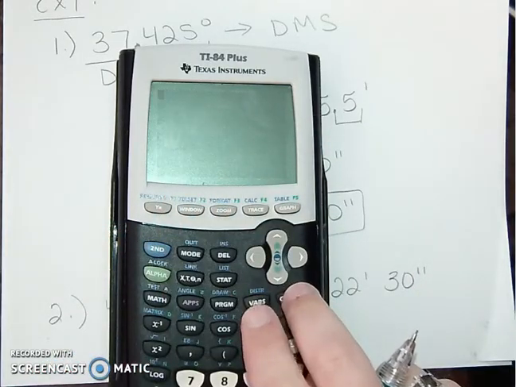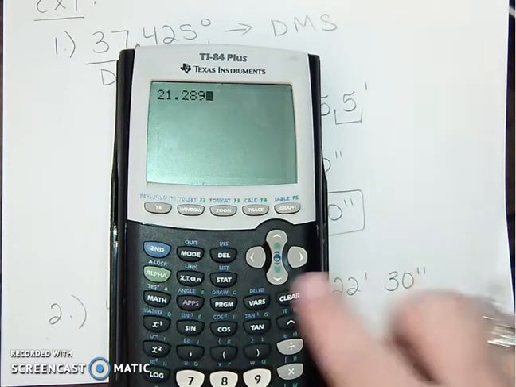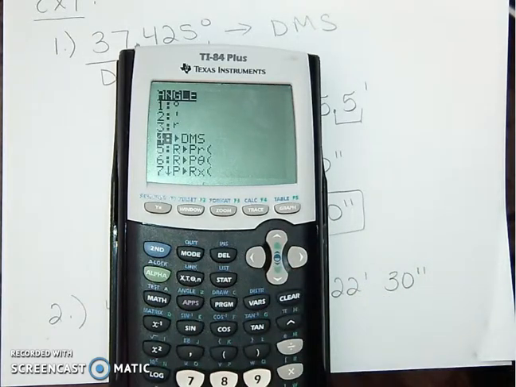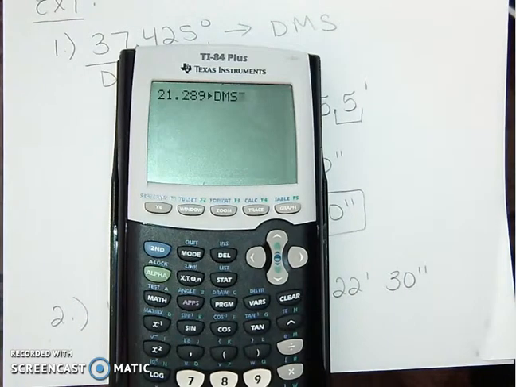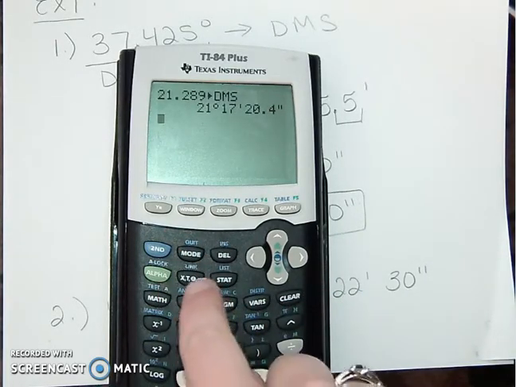So for example, if I wanted to convert 21.289 degrees to DMS, I would type it and then use option 4 under my angle menu. Enter twice, and there you go. 21 degrees, 17 minutes, and 20.4 seconds. There's nothing past seconds that we use, so you don't have to convert that 0.4. Again, that is in the second apps, which is the angle menu.